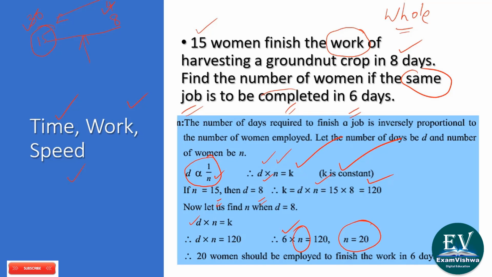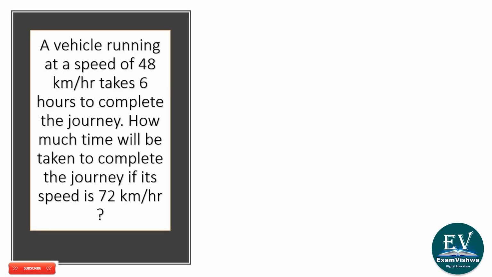Okay, so this is very important that you are identifying what kind of sum is given. Then you go for the answering of it, without which you cannot start. I will take one more example from your textbook. A vehicle running at a speed of 48 km per hour takes 6 hours to complete the journey. How much time will it take to complete the journey if its speed is 72 km per hour?